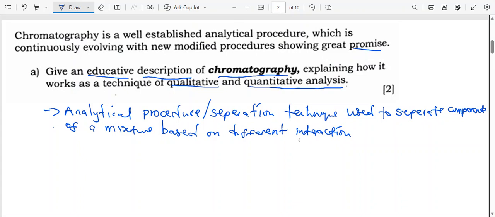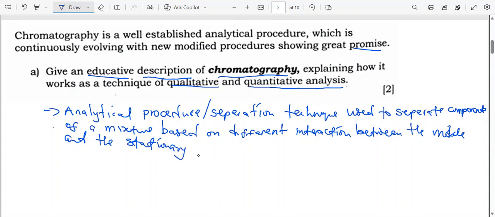Okay, so it's a different interaction between, like I said, the mobile phase and the stationary phase. So the interaction of solutes or components between these two media will determine how fast they come out and how slow they come out, because different components have different solubility and also different volatility, or just velocity.